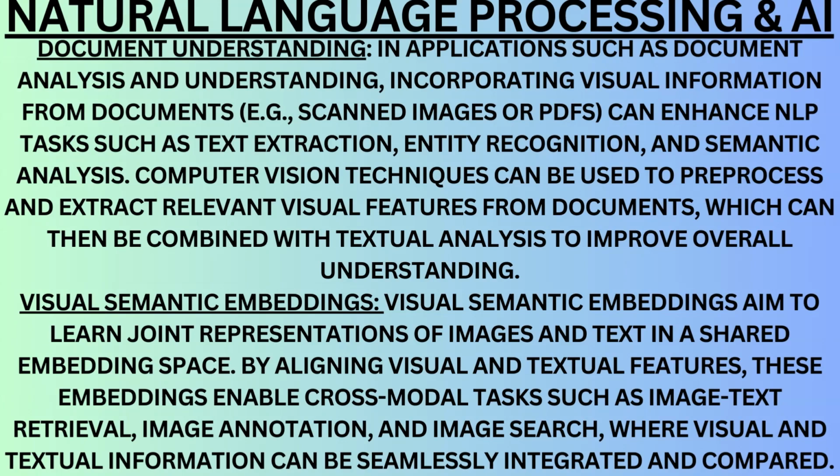Visual semantic embeddings aim to learn joint representations of image and text in a shared embedding space. By aligning visual and textual features, these embeddings enable cross-modal tasks such as image-text retrieval, image annotation, and image search, where visual and textual information can be seamlessly integrated and compared.